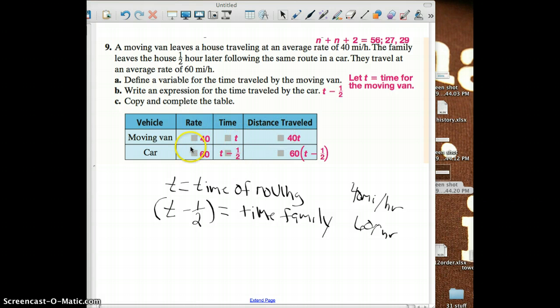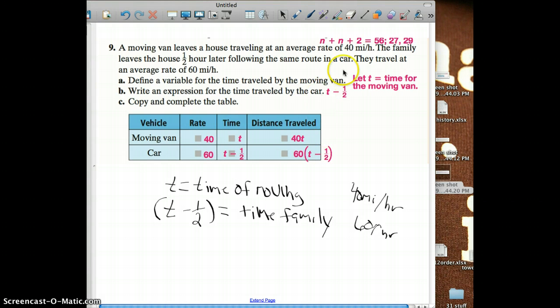If you wanted to find out when they would meet up, you could set the distance traveled of the moving van and the distance traveled of the car equal to one another, and you could solve for t to find the time that it would take for the family to catch up to the moving van that had that 1/2 an hour head start. Hope this helps. On to question 11.